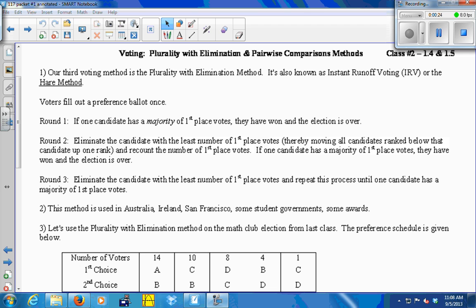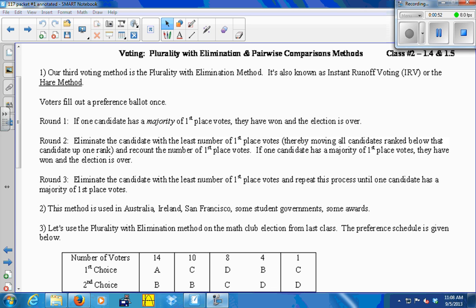Okay, so the first method was plurality. That's just whoever gets the most first place votes wins. Natural extension of majority rule, so it's sort of the most basic way that we vote. And then the second method was the Borda count method, which is also used pretty frequently, very often for awards where you rank everybody and then people get points based on the ranks that they receive.